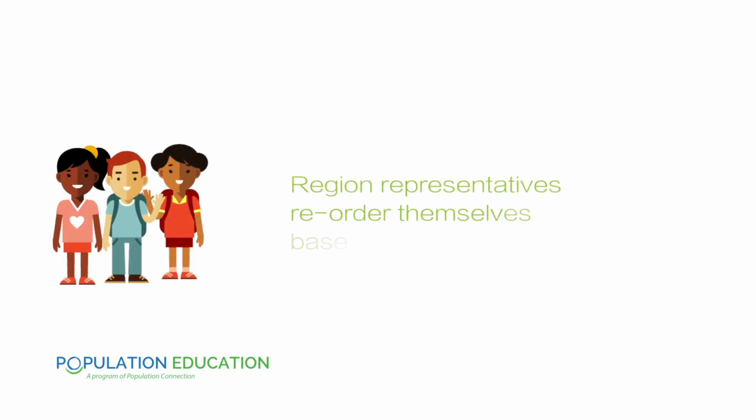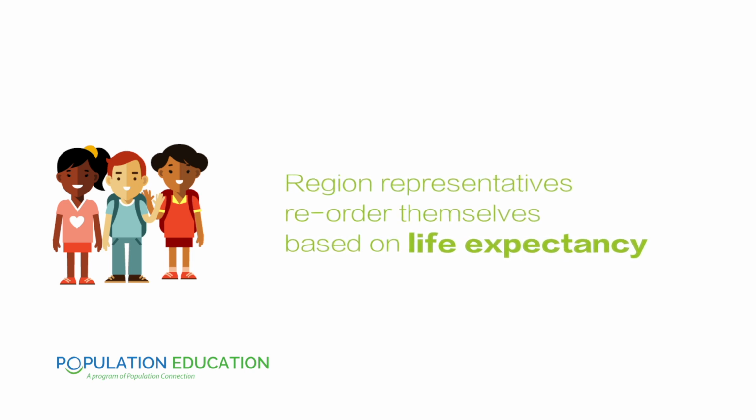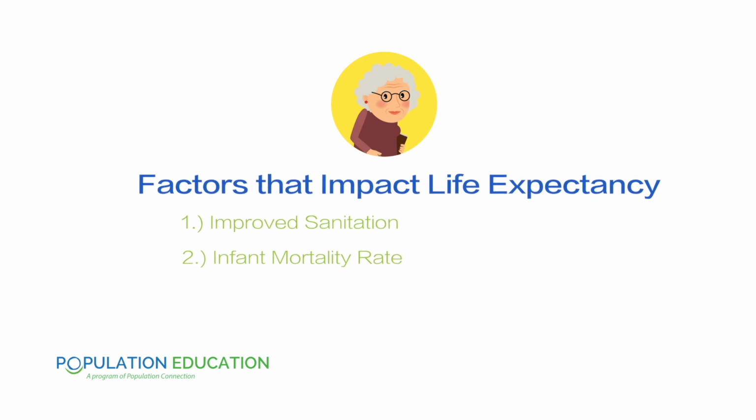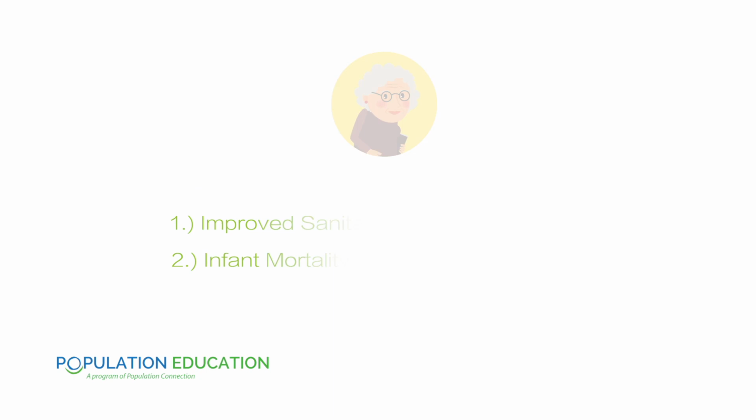After the group discussion on fertility, region reps will reorder themselves in order of life expectancy rates, and you should project the life expectancy overlay from worldpopulationhistory.org. In their groups, students discuss factors that affect life expectancy, such as improved sanitation or infant mortality rates.